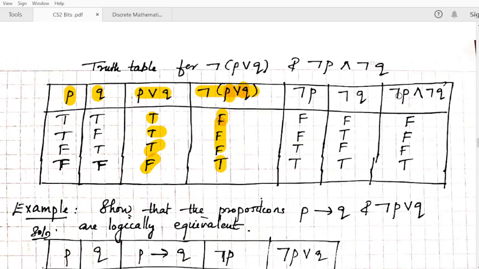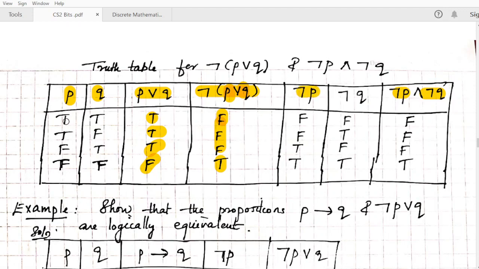Now we are going to find the truth table for the proposition negation P and negation Q. To find the truth value of negation P and negation Q, we have to first find negation P, then find negation Q, then find negation P and negation Q. So first let us find negation P.